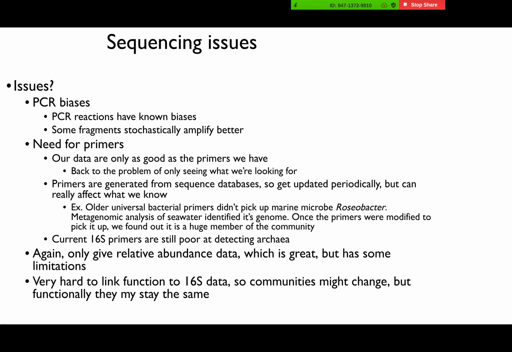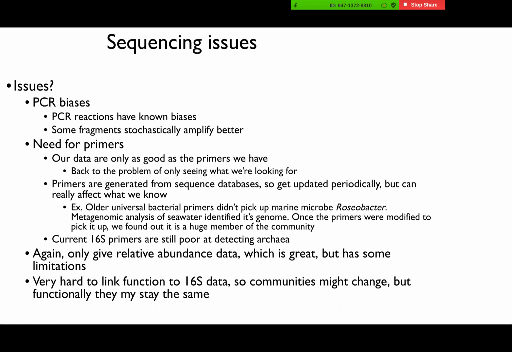So just as a note, not all PCR-based reactions are perfect. In addition, essentially requiring PCR is in itself a bias, because PCR is only as good as the primers you design. And the problem is you only see in the environment what your primers can detect. So it does bias you against them.